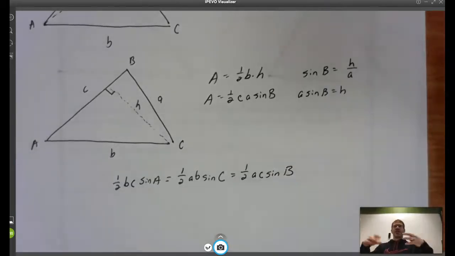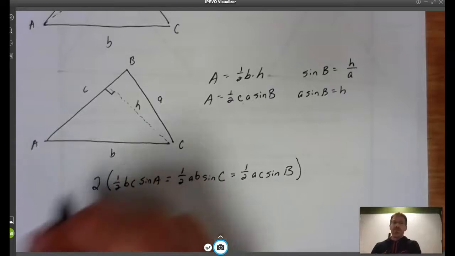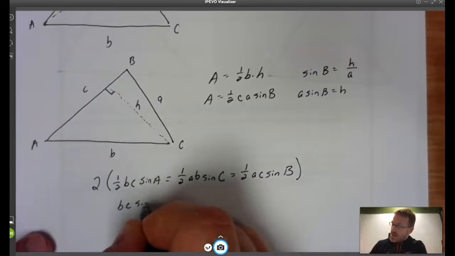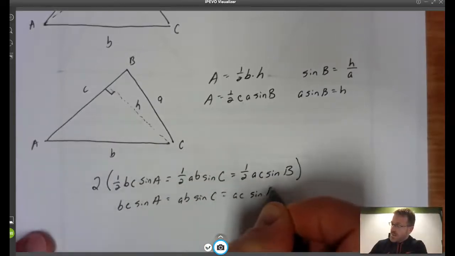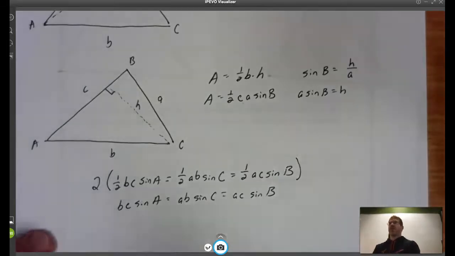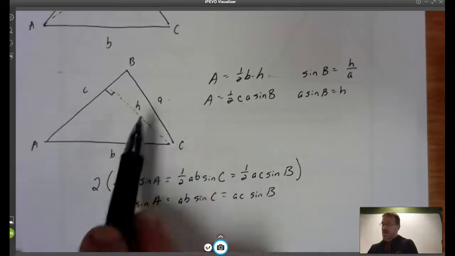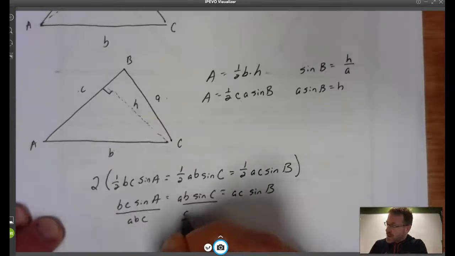Now what I'm going to do is just a little bit of algebraic manipulation to develop the law of sines. So the first thing is, notice we have 1/2 in all three pieces. So I'm going to use one of our properties of equality and multiply that entire equation by 2. And notice if I do that, that leaves me bc sine of A equals ab sine of C, which is equal to ac sine of B. And then now, I'm going to use another property of equality, which says I can divide my equation by anything I want, as long as I divide all the pieces by that same thing. And what I'm going to divide everything by is a times b times c, little a times little b times little c. And watch what happens.